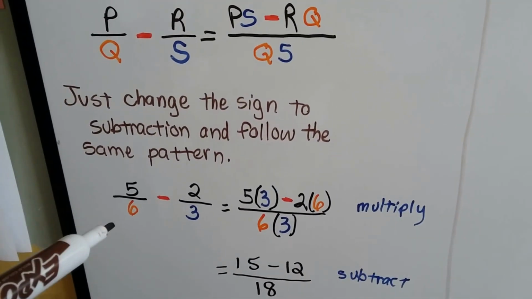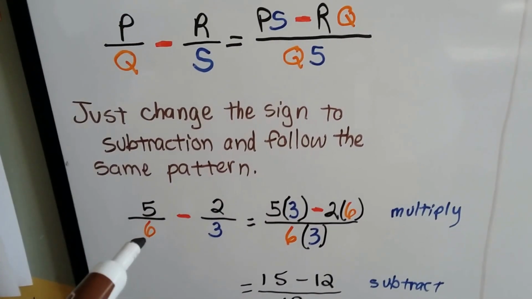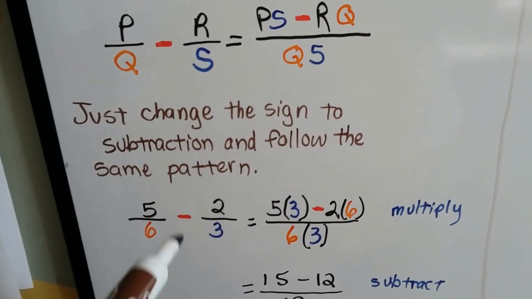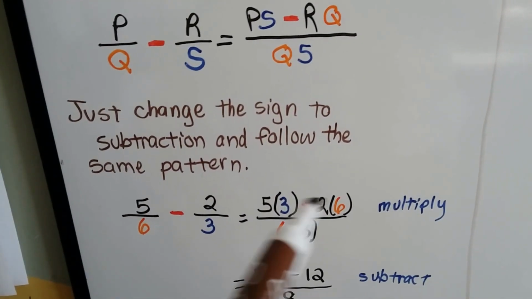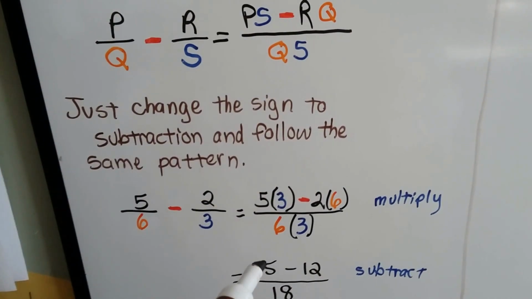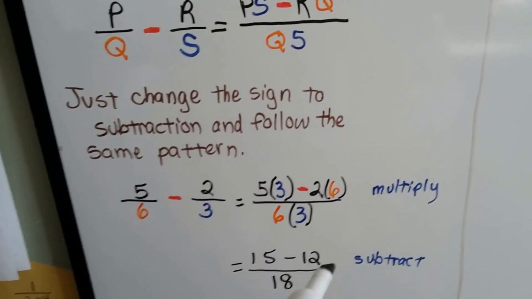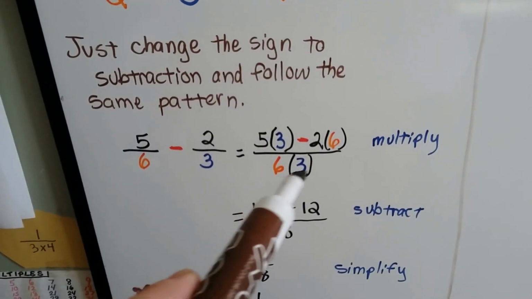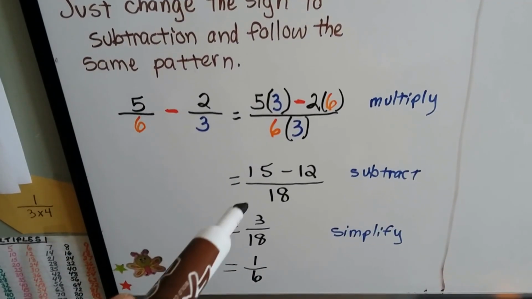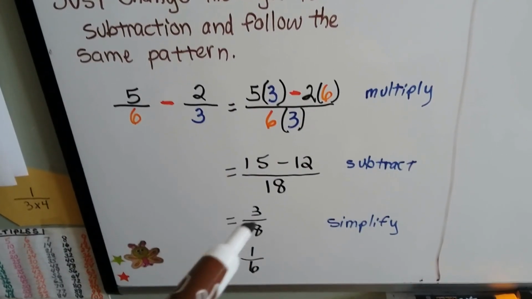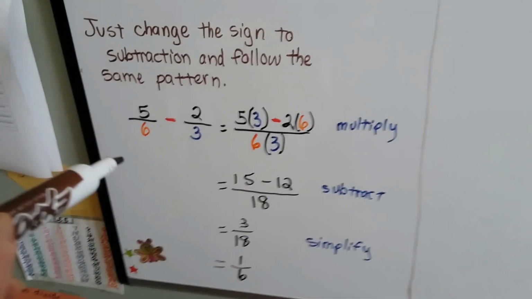So if we've got 5/6, and we're taking away 2/3, following this pattern, we do 5 times 3 minus 2 times 6, and we multiply 5 times 3 and get 15, and 2 times 6 and get 12. We subtract 15 minus 12, and the whole thing is over 18, the 6 times 3, see? And we get 3 over 18, or it simplifies to 1/6. See how we did that with the pattern?